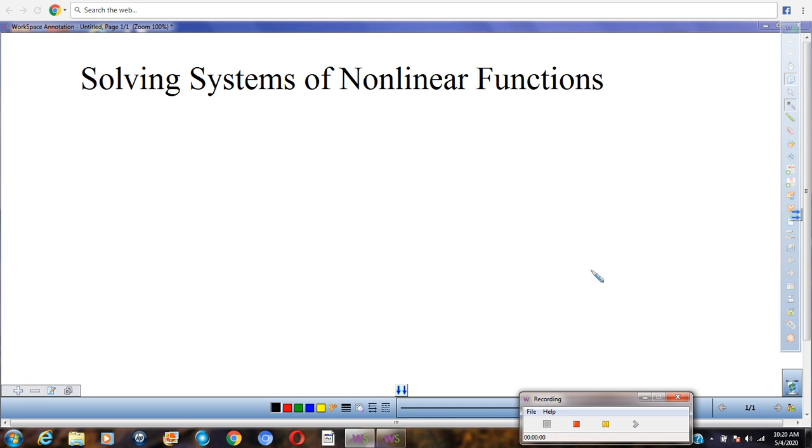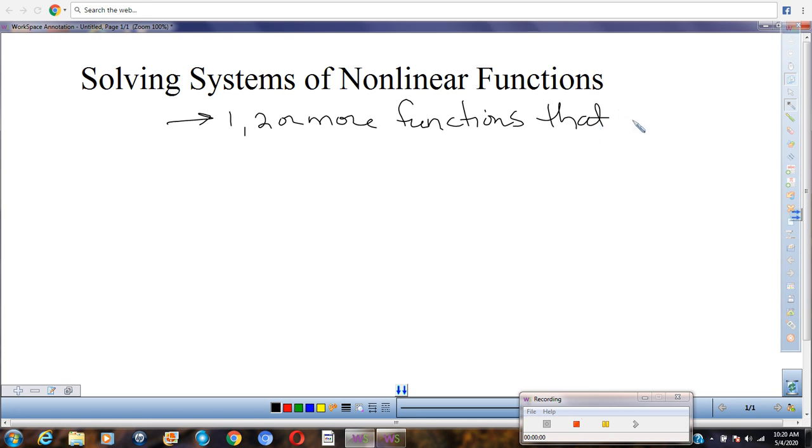Let's talk about solving systems of nonlinear functions. What that means is that you have one, two, or more functions of a system that are not linear. Let's do a couple examples of what that might look like.